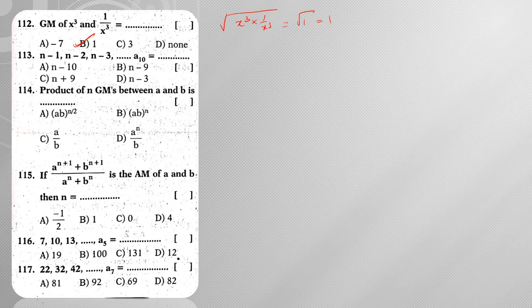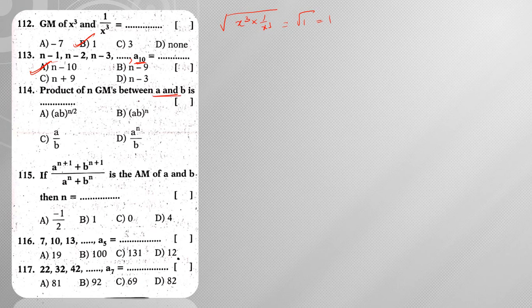Next, n minus 1, n minus 2, n minus 3 and so on. Then what is the value of a10? In the first term we are having minus 1. In the second term we are having minus 2. Likewise, if you move on, the 10th term will contain minus 10. So n minus 10.